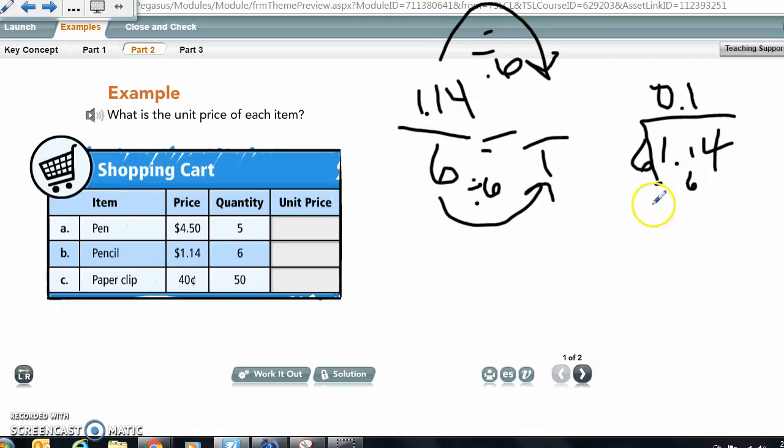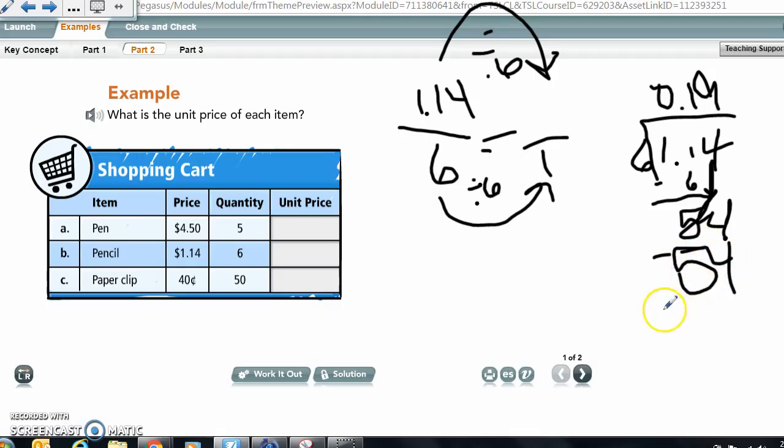So 11 minus 6 is 5. Sorry, bring down my 4. Okay, so now how many times does 6 go into 54? Well, I know 6 times 10 is 60. So 6 times 9 is 54. So 54 minus 54 equals 0. So what does this mean? 1 pencil is 19 cents.